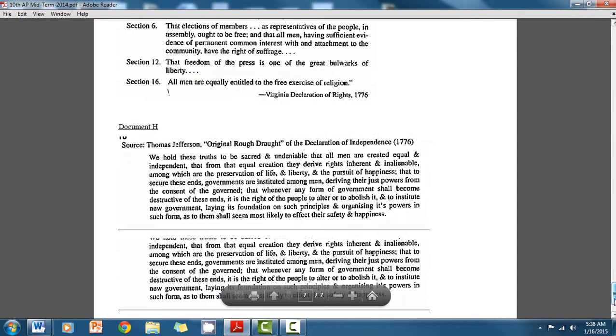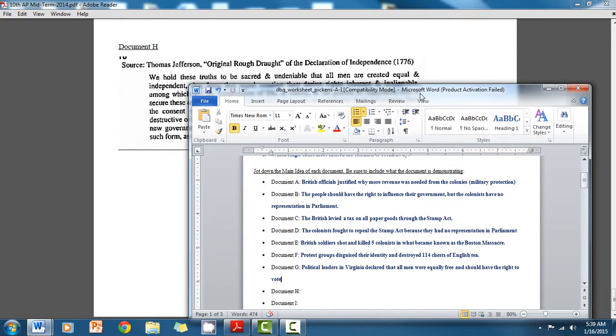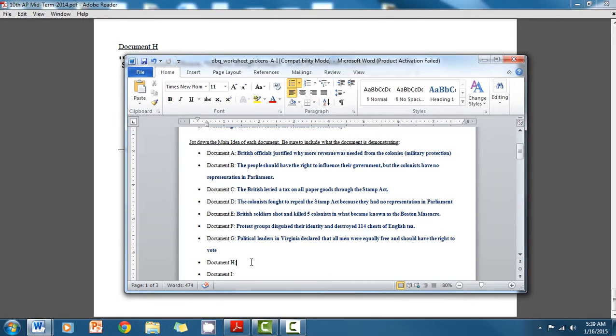And the last document, document H, was written by Thomas Jefferson, and this was the original draft of the Declaration of Independence. When you read through it, you will see some very familiar wording. In document H, Jefferson declared that all men were created equal and that it was the right of the people to alter or abolish a destructive government.